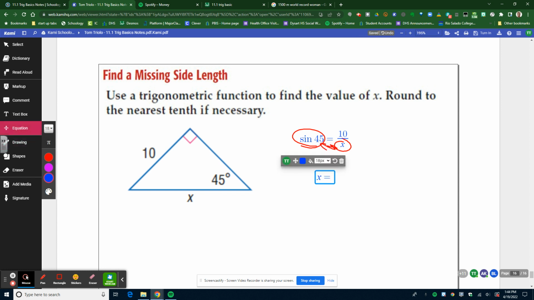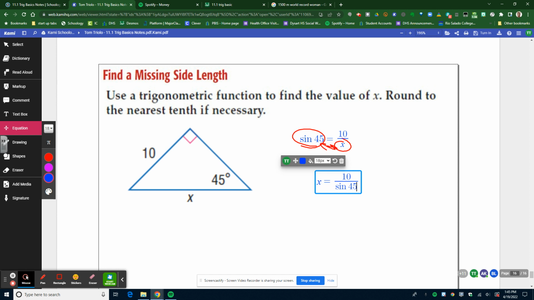You will know you have the right answer, or you'll know you have the wrong answer if your x is smaller than 10, because x represents the hypotenuse. Remember, hypotenuse has to be bigger. So we're looking for something that is bigger than 10. So if I put 10 divided by sine 45 in, I will get something bigger than 10.